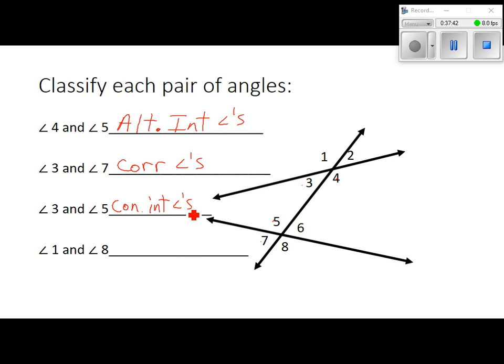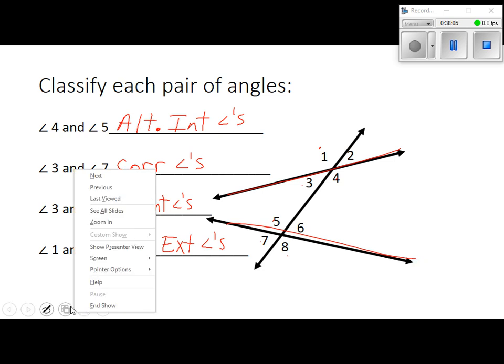Angle 1 and angle 8, alternate exterior angles. So just be able to classify those. Now in this case, these two lines, they didn't tell us they were parallel, so we can't say anything special about those angles other than there are those special pairs. We can't say that they're congruent or supplementary.